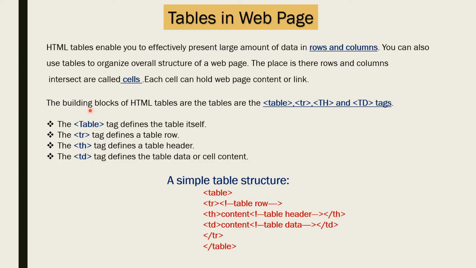So here are the building blocks of HTML tables that we have to keep in mind: table, table row, th, that is table heading, and td, table data. So let's see what they are. The table tag defines the table itself. We use this tag to create the table in a web page. The tr tag we use to define a table row. The th tag defines the table header. The td tag defines the table data or cell content.